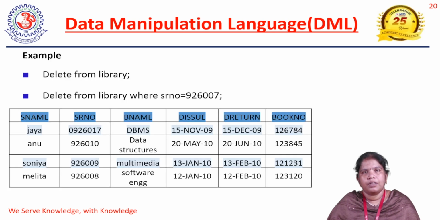So an example is delete from library. It will delete all the rows from the library table and there will be no records. So the next example is delete from library where student roll number equal to 926007. So that particular row alone will get deleted. So Jawahar will be getting deleted from the table.